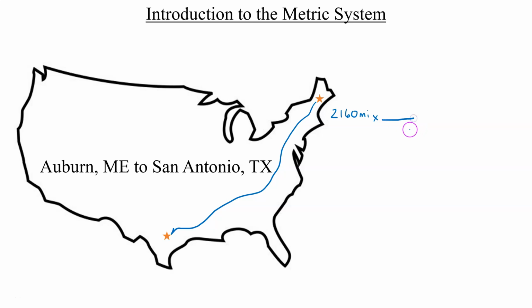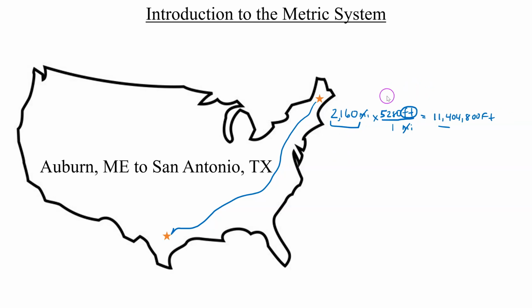However, if we wanted to, we could convert this into feet. We have a conversion factor that says that there's 5,280 feet in 1 mile. Miles cancel. We're left with feet. And if we do the multiplication, we see that there are 11,404,800 feet from San Antonio to Auburn. Now this number is quite large, so that's generally why we're going to report it in miles rather than feet, because this is an easier number to deal with than this one.